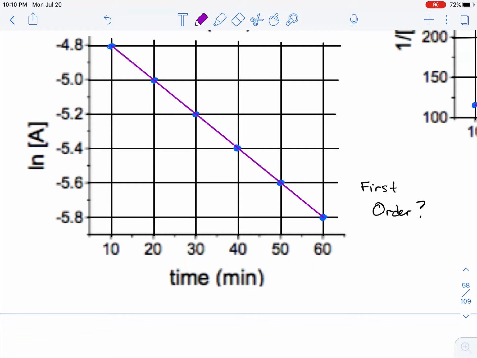In other words, since all the points fall on that line, it passes the first order test. So this chemical reaction is undergoing first order kinetics. And all of the equations that we discussed in the previous lecture video now apply to this specific chemical reaction, simply because it passes the first order test.